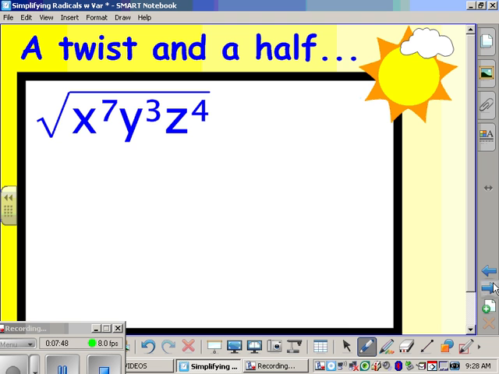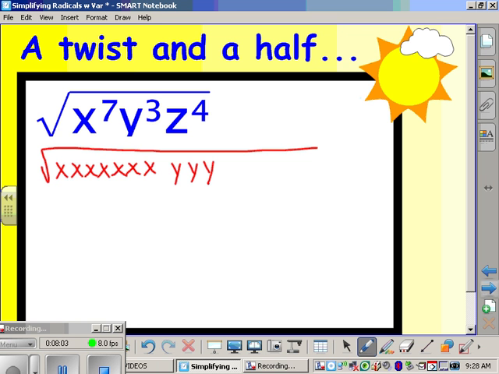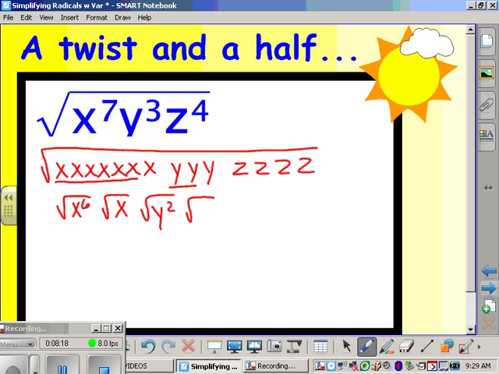What if we have 3 variables? The same thing happens. So we're going to write out each variable and treat each one separately. We have 7 x's, 3 y's, and 4 z's. So I'm going to underline 6 x's, so I have x to the 6th, and I have 1 x left over. For the y's, I'm going to underline 2, because again, I want its exponent to be an even number, and I have 1 y left over. And for the z's, I can underline them all, and there will be none left over.